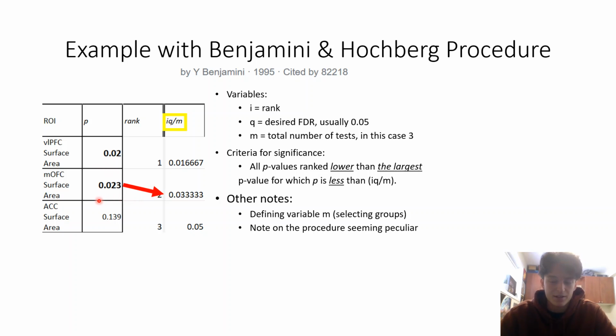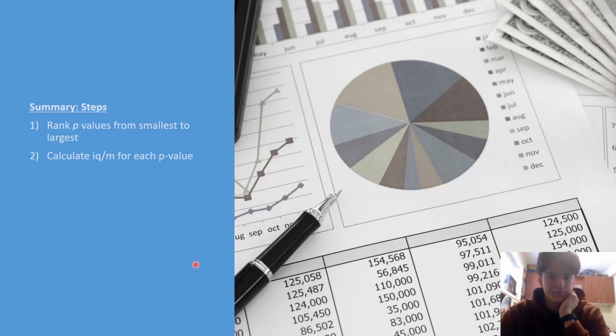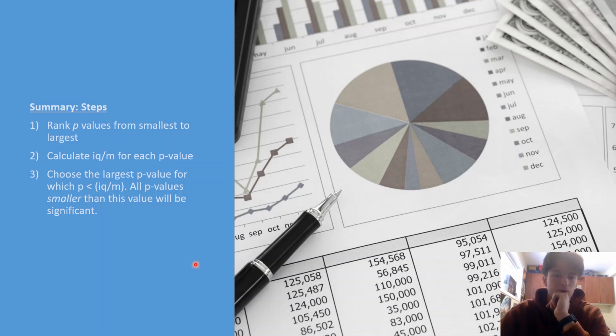So the highest p-value for which p is less than the calculated value of iq/m, and any p-value smaller than that, reaches the criteria for significance. To summarize, you rank your p-values from smallest to largest and calculate iq/m for each p-value, where i is its rank, q is your desired false discovery rate, usually 0.05, and m is the total number of tests. Then choose the largest p-value for which p is less than the calculated value iq/m. All p-values smaller than this value will be significant, regardless of whether those p-values are smaller than their calculated values of iq/m.